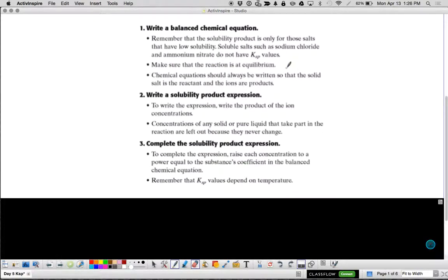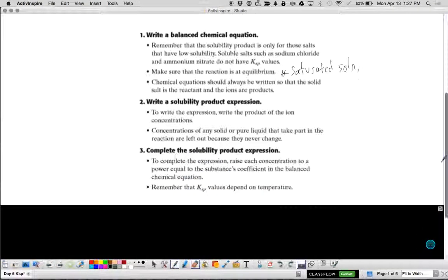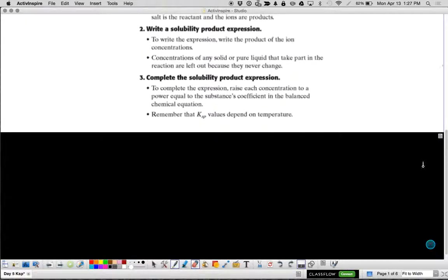Make sure that the reaction is at equilibrium, meaning make sure that we have a saturated solution. Next, chemical equations should always be written so the solid salt is the reactant and the ions are the products. Sorry, no precipitate in there. Products. Write a solubility product expression. There you go. So ion concentration products. Concentrations of solids or pure liquids are not taken into account because they don't get put in equilibrium expressions. And this is an equilibrium system.